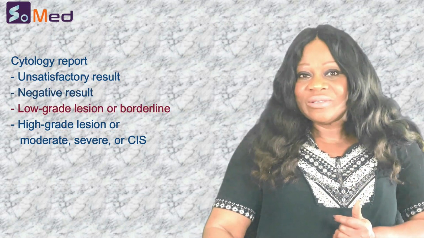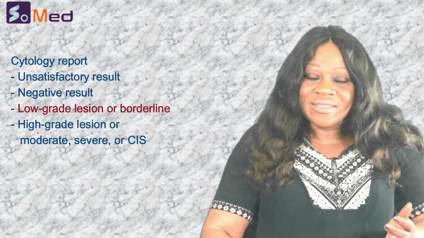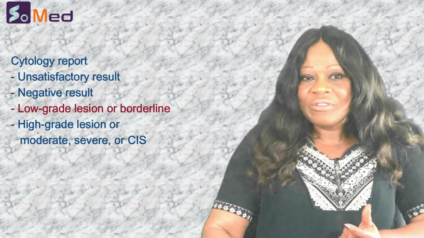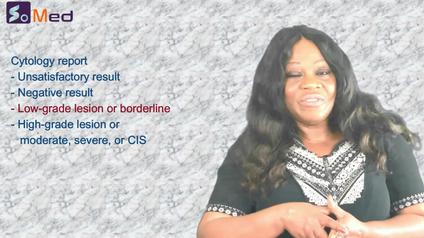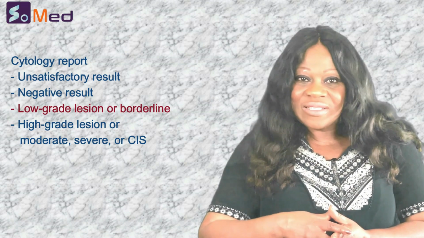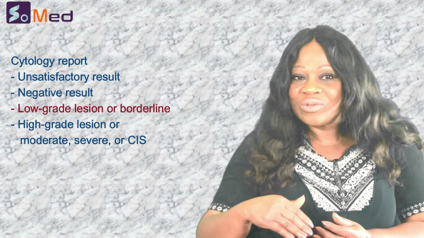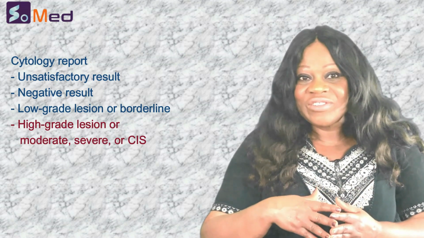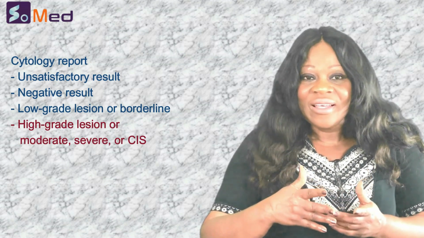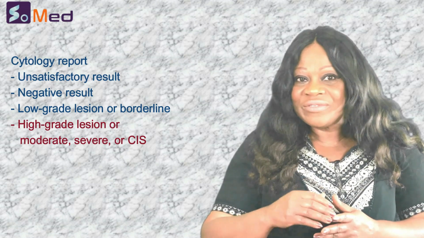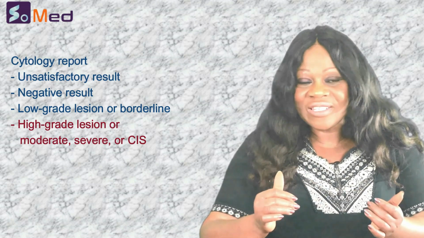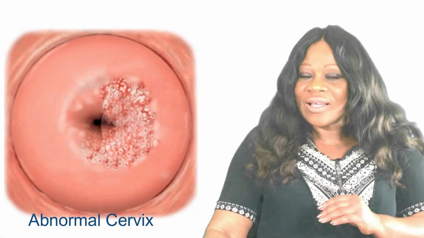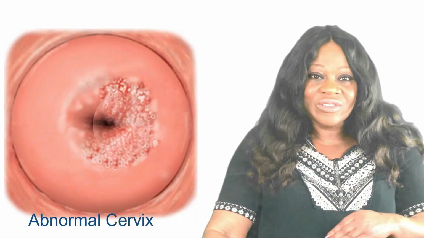If a low-grade lesion, borderline or mild, is reported, the test will be repeated in 6 months for possible regression of HPV or to give the body's immune system a chance to clear the HPV infection. If a high-grade lesion, moderate or severe, is diagnosed, urgent referral to colposcopy for further investigation and treatment is recommended because such lesions have a tendency to progress to cancer.